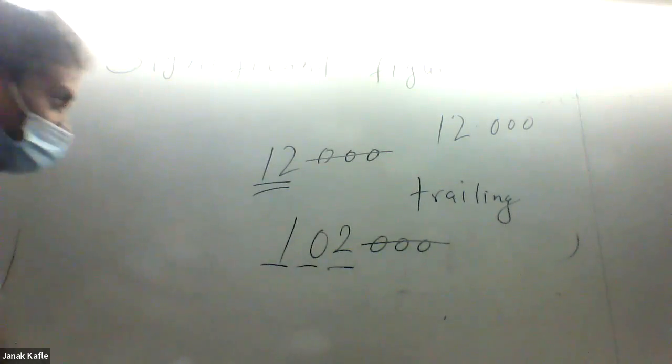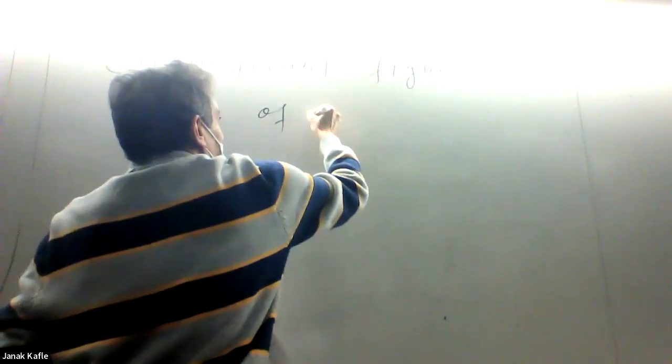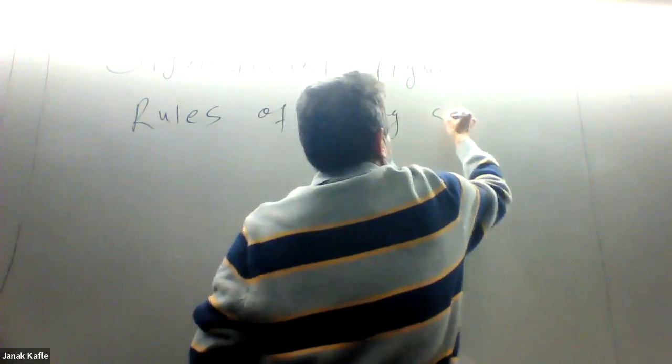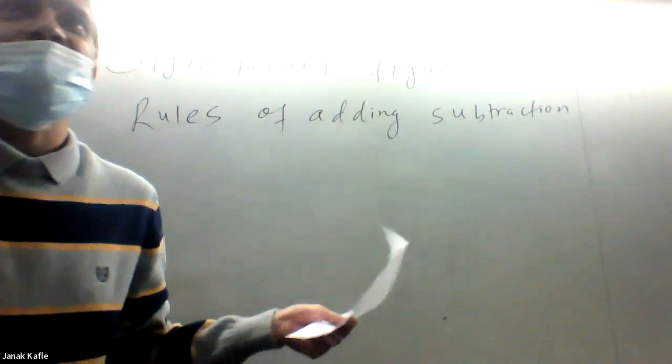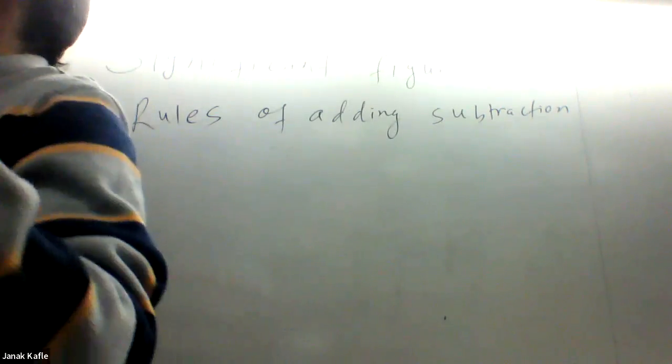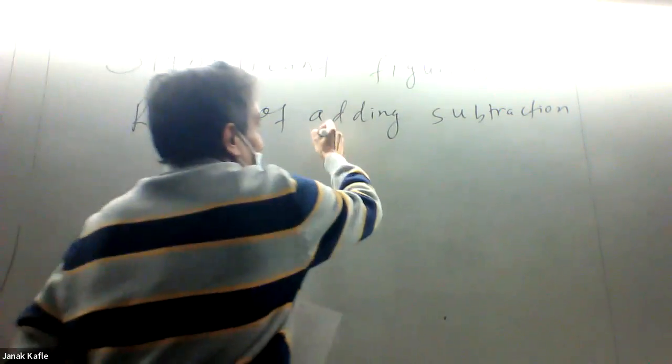So like that. So now let's look at some rules here. How to add? So, rules of adding and subtraction. How to do the addition and subtraction of significant figures. This is very important for the laboratory. When you go to the laboratory next week, you will do a measurement of mass, measurement of volume, and then you'll find the density, and you'll need to report the answer using some significant figure rules. Yeah, so this is important.